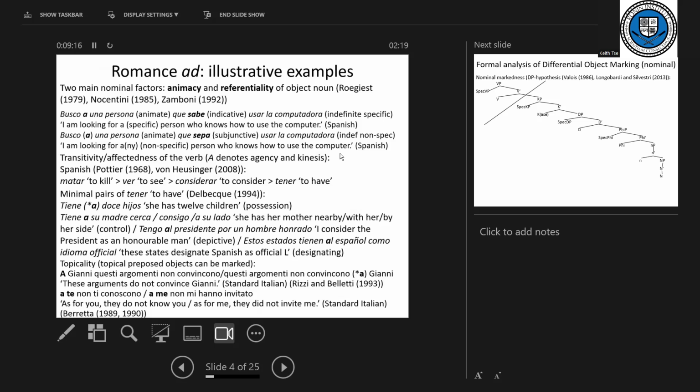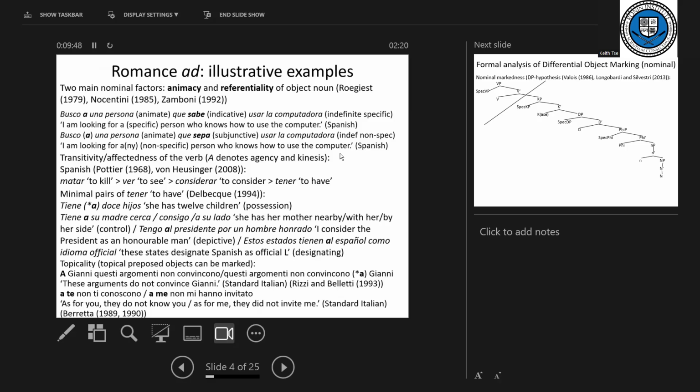So Standard Italian, which is a non-Romance language, it does show some vestiges of a. So for example, this famous example is Aggiani, questi argomenti non convincono. Okay, so in its canonical position, it doesn't take a. But if we prepose it to the left periphery and the topical position, it can take a. Aggiani, questi argomenti non convincono.